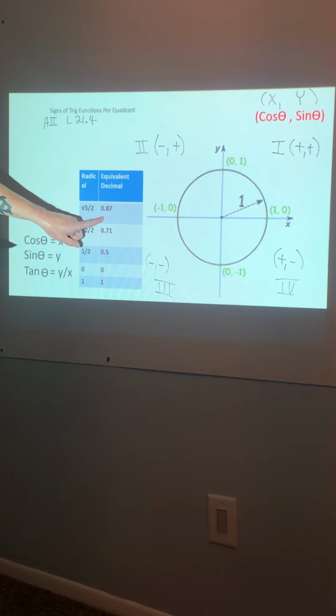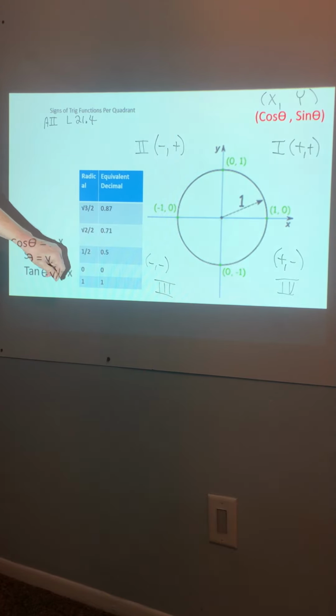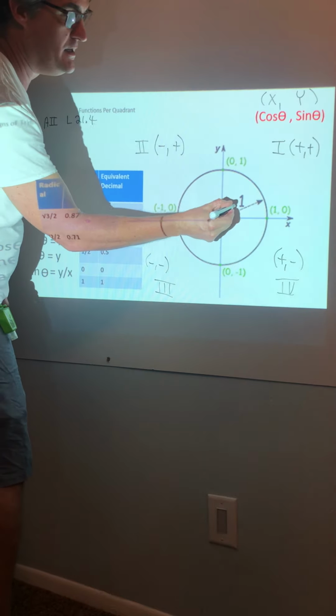Look, that's 87 cents. The square root of 3 over 2 equivalent is 87 cents. The equivalent to the square root of 2 over 2 is 71 cents. 1/2 is 50 cents. 0 is not positive or negative, it's neutral. And then look, here's your highest value of 1. So your values are not going to go past 1, and that's because of your radius here.